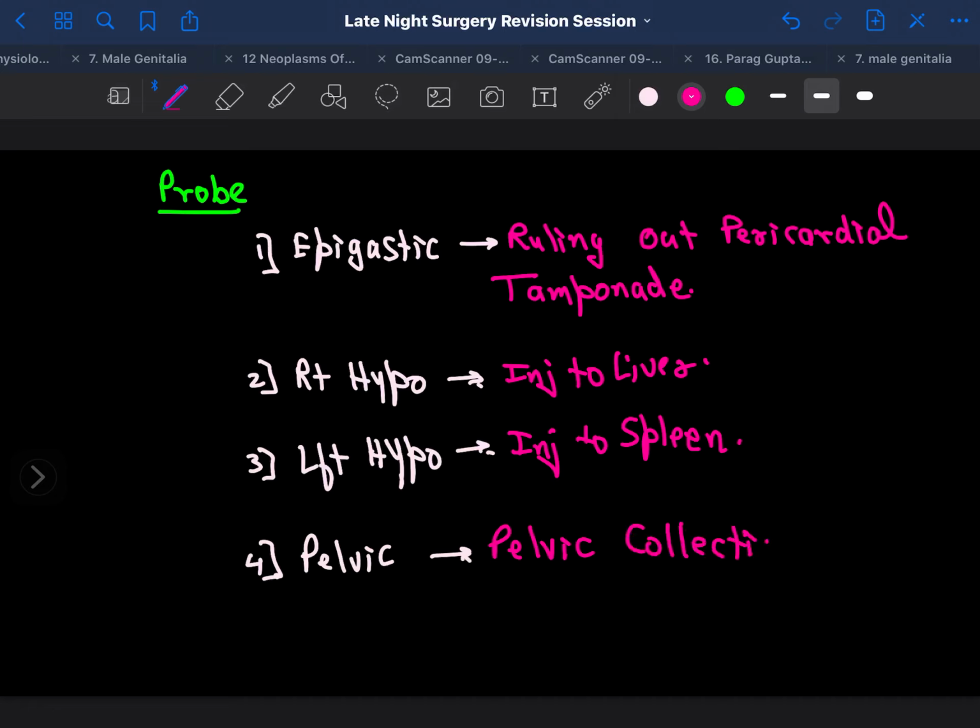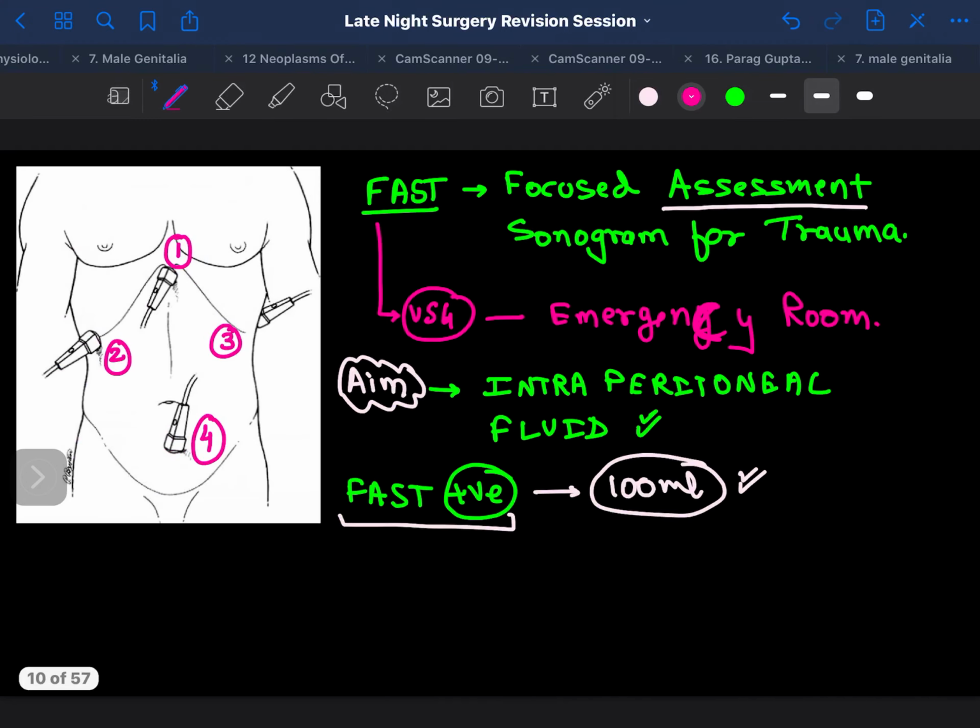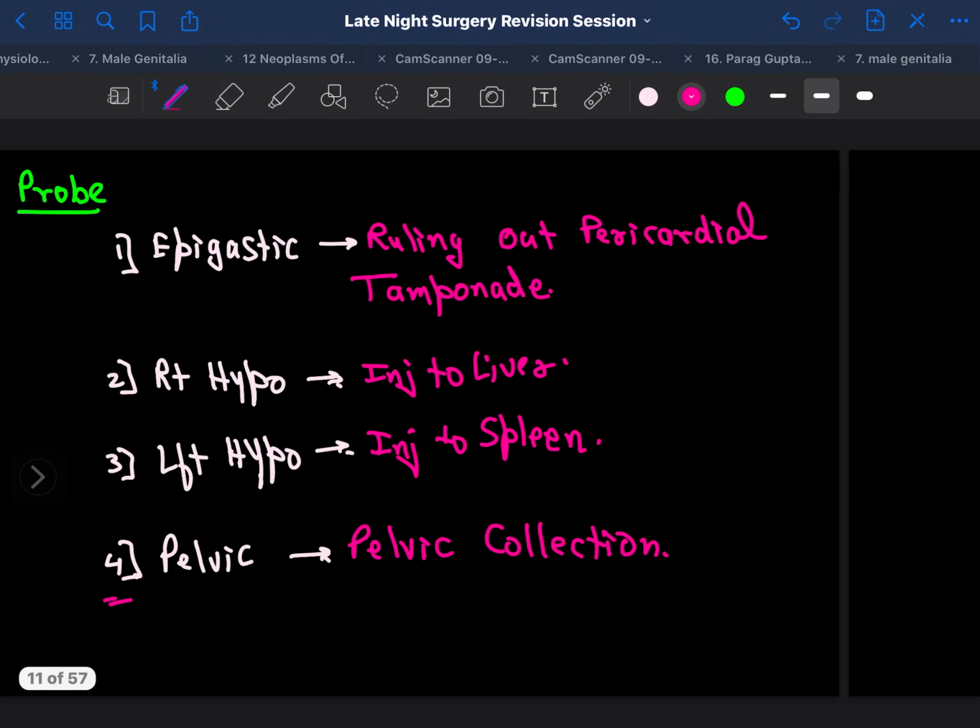What is the very reason for this? Because anywhere in the abdomen, if let's say there is an injury, the fluid will get accumulated in the pelvic cavity. Do you understand my point? That is why you are keeping the 4th probe in the pelvic cavity. By this, you try to detect the intraperitoneal fluid. If it is significant, let's say more than 100, you say that the FAST is positive, and then you manage the patient accordingly.